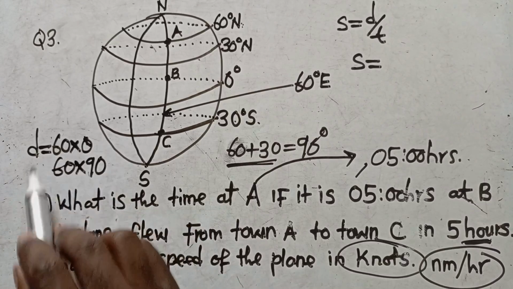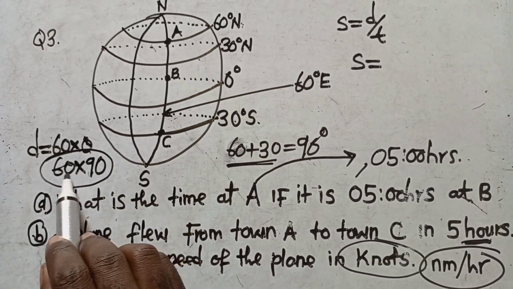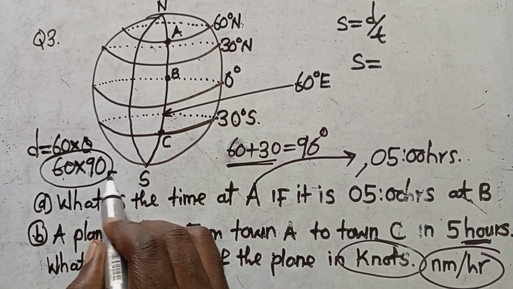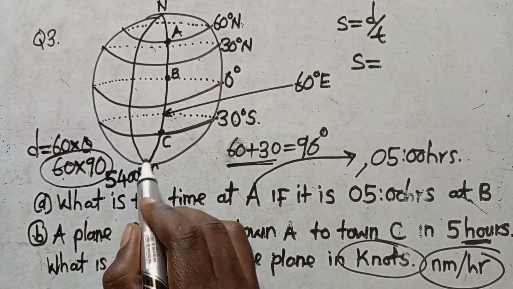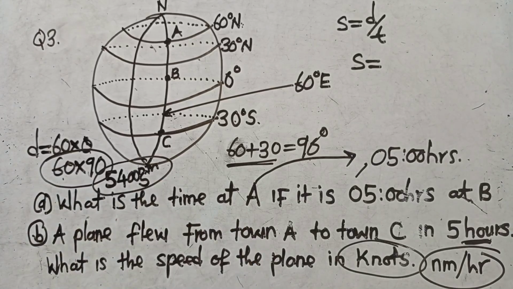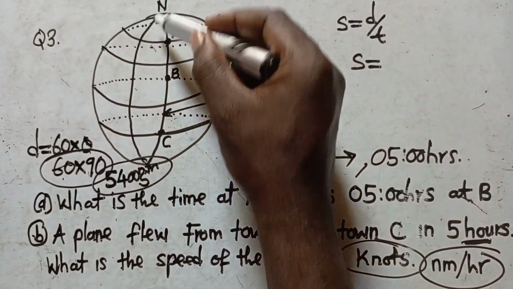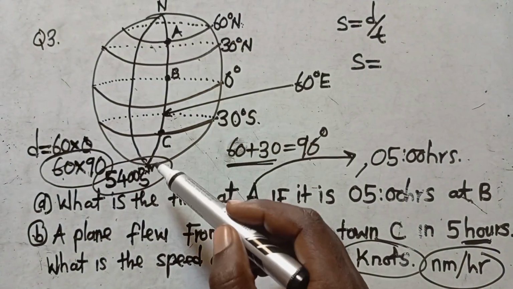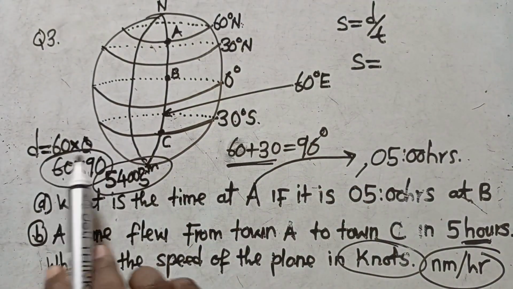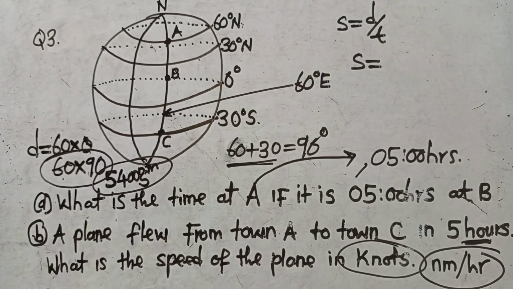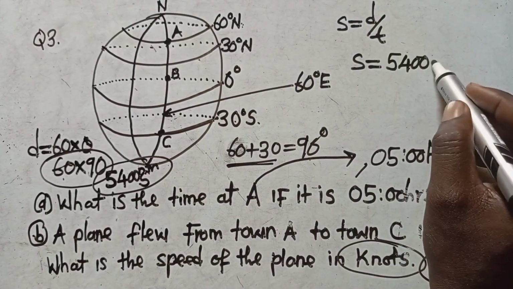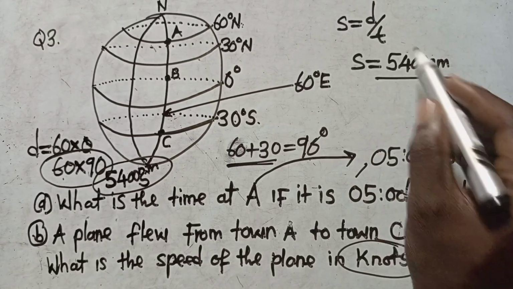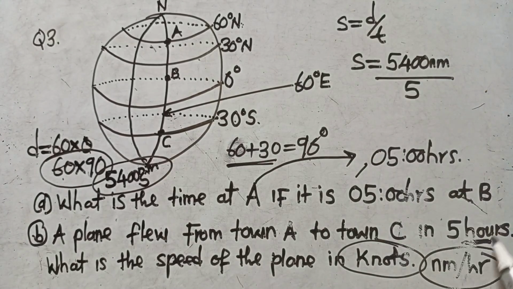Then here we are going to multiply. When we multiply, you are going to get 5400 nautical miles. So this is a short formula you need to use. As long as you are calculating distance on longitudes, you need to understand that we get to use this formula, and you can only use this formula in paper 1. So we've got distance, which is 5,400 nautical miles, over time. The time was 5 hours here.